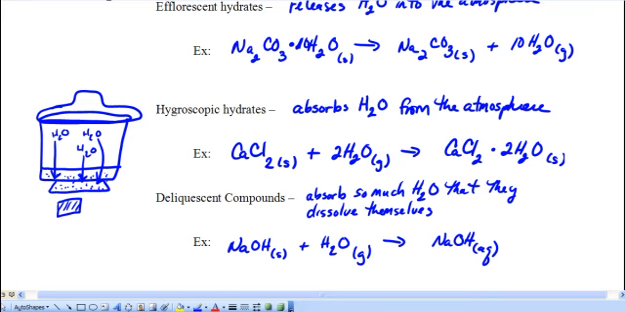In the next podcast, we're going to show you how you can calculate the amount of water that's in these hydrates that we're talking about.